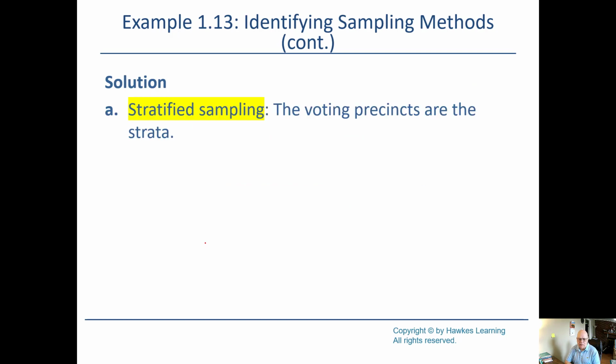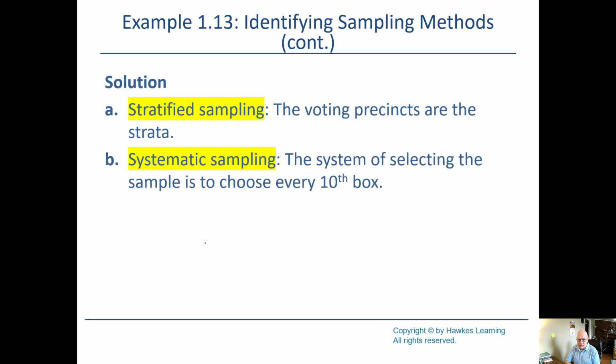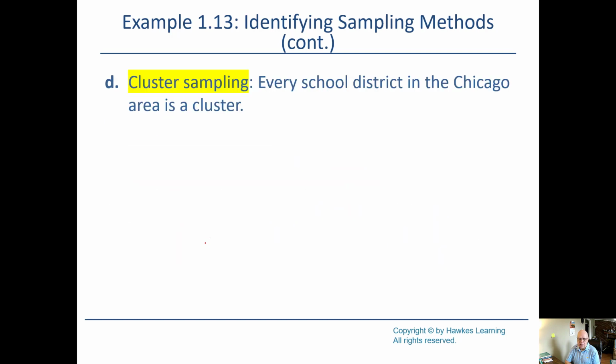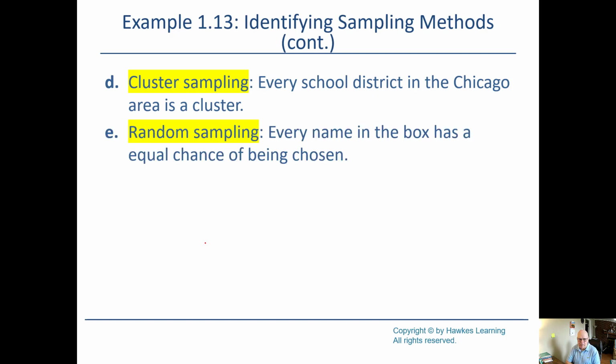And here are the answers. First of all, first one is the voting precincts are the strata. Second, every 10th box, systematic. That's an easy one to pick out, usually. Convenience. That didn't take much effort, did it? D, cluster sampling, because you're going by school districts, and every school district you're assuming is like every other school district. Random sampling, every name in the box has an equal chance of being chosen.